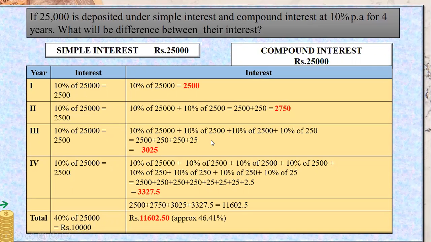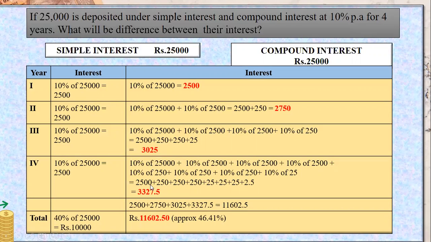Whereas under compound interest, the first year it will be 10 percentage of 25,000, which is 2,500. Second year it will be 10 percentage of 25,000 plus 10 percentage of 2,500. It will be 2,750. For the third year it will be 10 percentage of 25,000 plus 10 percentage of 2,500 plus 10 percentage of 2,500 plus 10 percentage of 250. By adding, we will be getting 3,025.